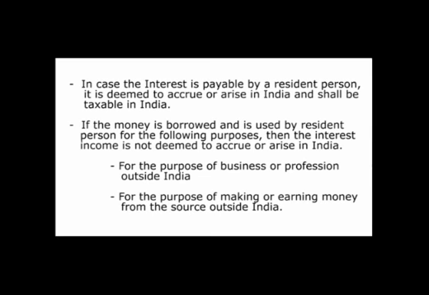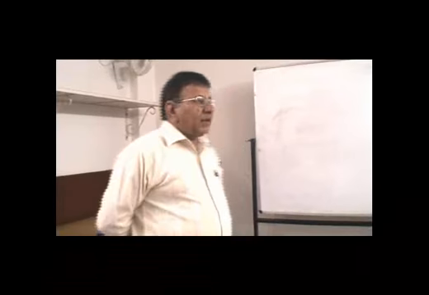But if money is borrowed and is used by the resident person for the following purposes, then the interest income is not deemed to accrue or arise in India. And what are those purposes? Number one, and this is a very important provision, for the purpose of business or profession outside India. It means in this case the interest income shall not be deemed to accrue or arise in India. The other purpose is for making or earning money from a source outside of India. It means in both cases they are concerned with business or profession outside India, or with sources for making or earning money outside India.